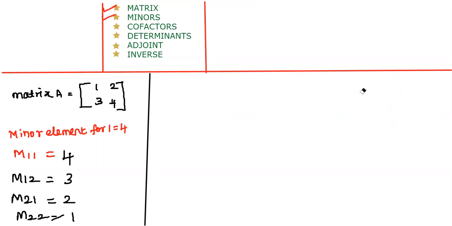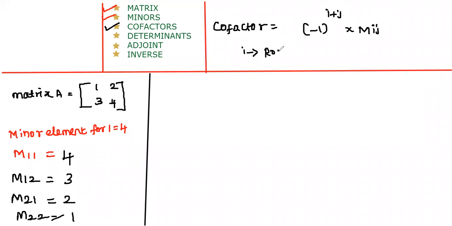So we have discussed the minor, and then we are going to discuss the cofactor. Cofactor is pretty simple. It is a very simple formula. So cofactor is -1 whole power i plus j into Mij. i is nothing but the position of the row. j is nothing but the position of the column. Okay.